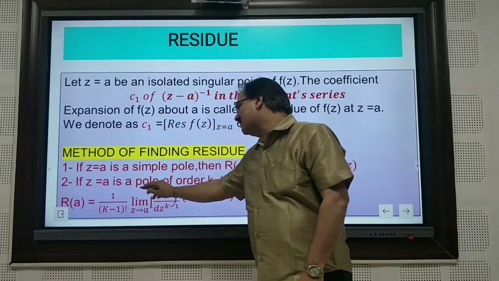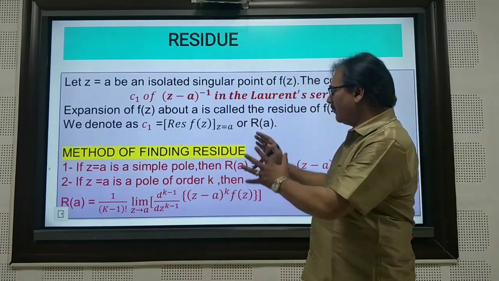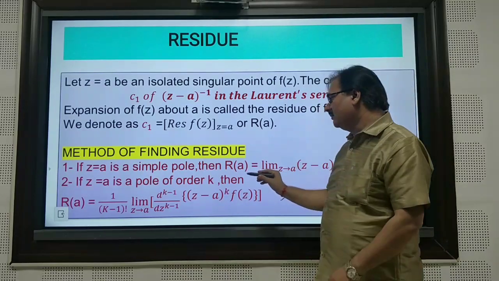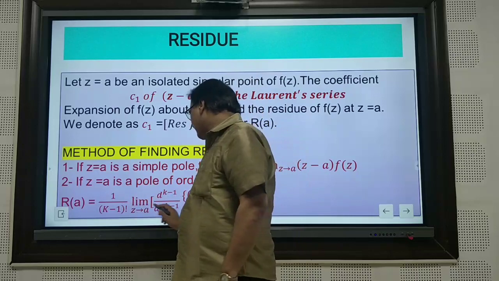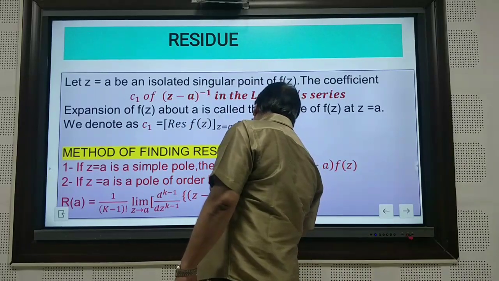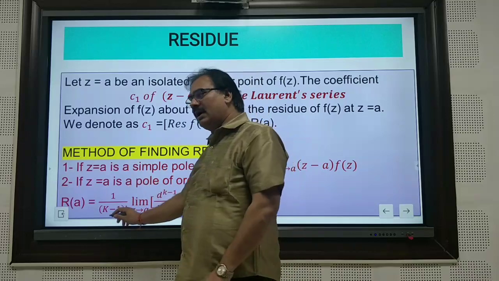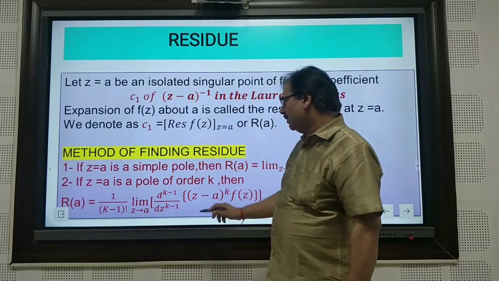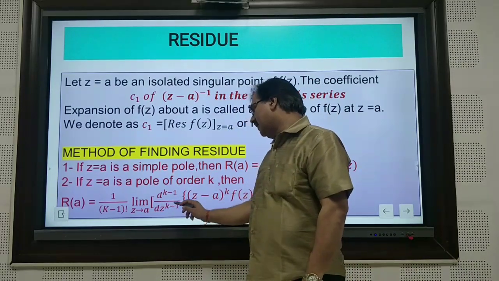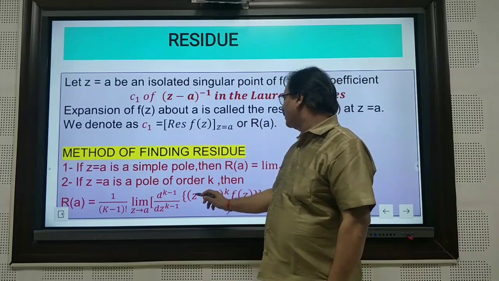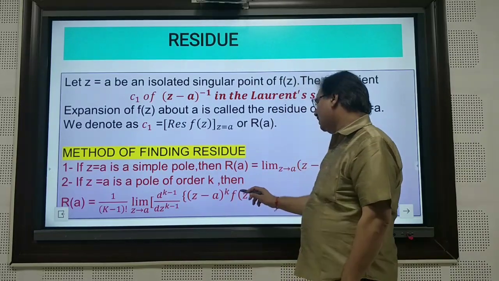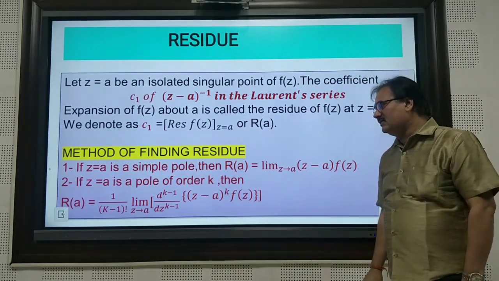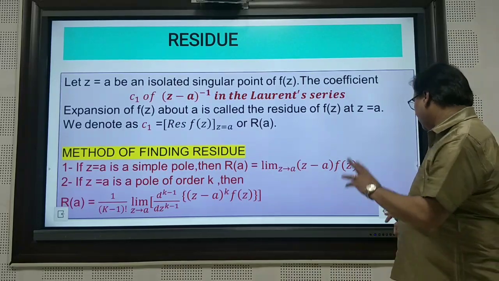Now, if Z is equal to A is a pole of order K, we first have to check whether it is a simple pole or a pole of order K. Then R_A is equal to 1 over factorial (K minus 1), limit Z tends to A, d^(K minus 1) divided by dz^(K minus 1), this is the derivative part, of (Z minus A)^K into f(z). This is a very important formula from the numerical point of view. Again, I am repeating: if Z is equal to A is a pole of order K, then we will use this formula.